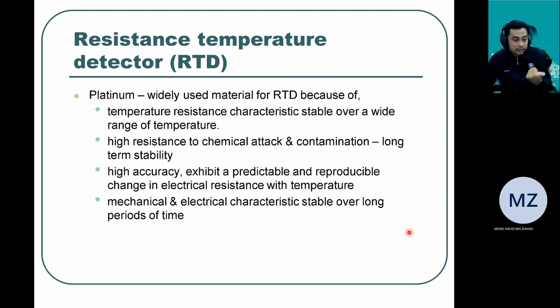So usually RTD uses platinum because it has temperature resistance, and it is stable for a wide range of temperature. It has resistance to chemical attack and contamination, and it has high accuracy, predictable and reproducible changes in electrical signal. Okay, so platinum is commonly used for the RTD.